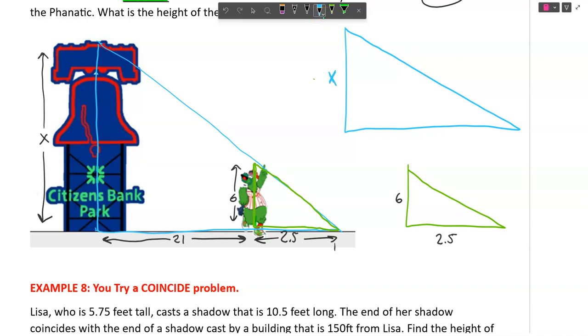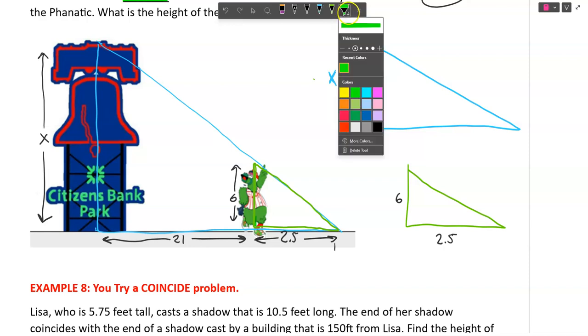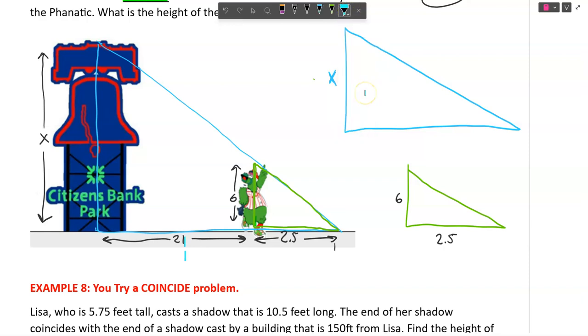Now, the length of the shadow of the bell is not going to be 21, and that's what's really important to capture in this lesson. The 21 is only going to get me from the center of the bell to where the fanatic is. And so that additional 2.5 feet is also going to be part of the shadow. So the bottom length of this is actually going to be 21 plus 2.5, and that's going to be our biggest difference here. That's going to be 23.5 as the shadow of the bell.